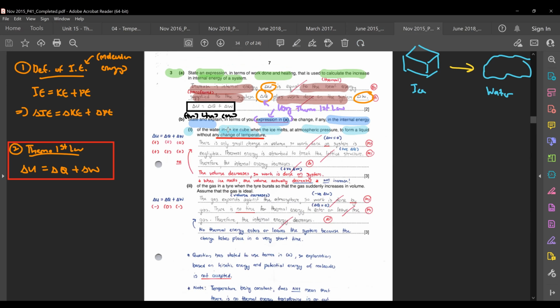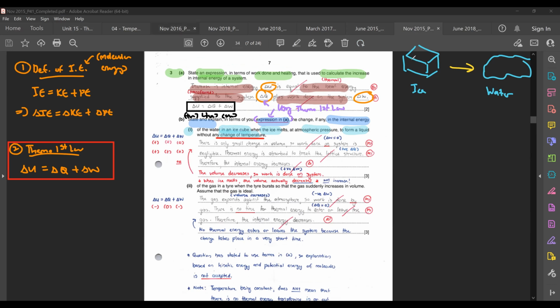So let's consider this. If I say that your ice was 1 kg, when it melts to become water, the mass will still remain the same at 1 kg. Okay? But how about the density?